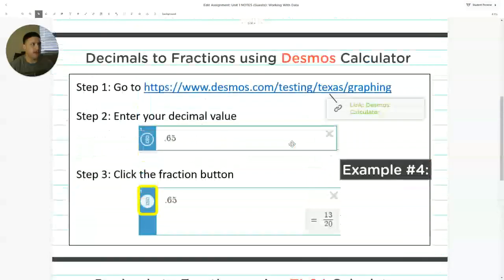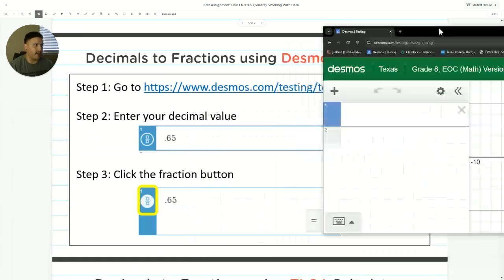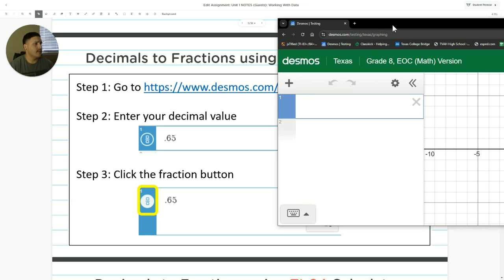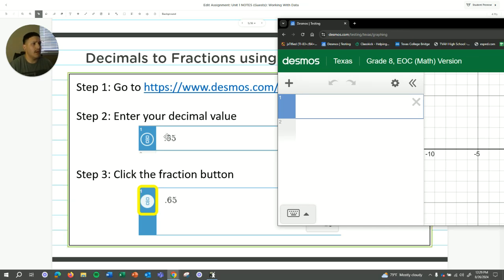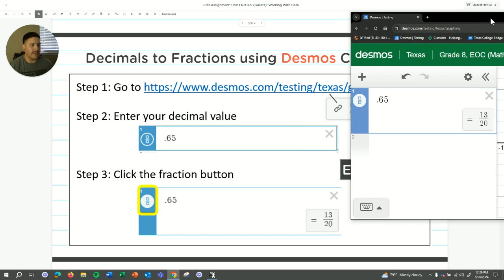Okay, so for this example, I'm going to show y'all using the Desmos calculator how to change it. So you're going to type in whatever the decimal is. In the case of this example, it's 0.65. So 0.65 gets typed in, and then you're going to see this circle with the fraction symbol on there. Click it, and it'll give you the conversion in reduced form, if it has a reduced form, of what the fraction should be. 13/20. And that's it using Desmos.